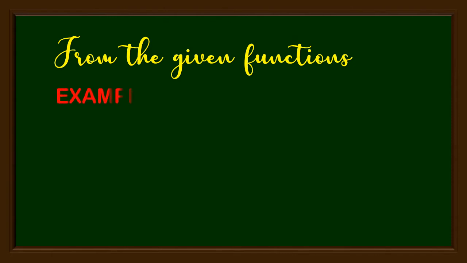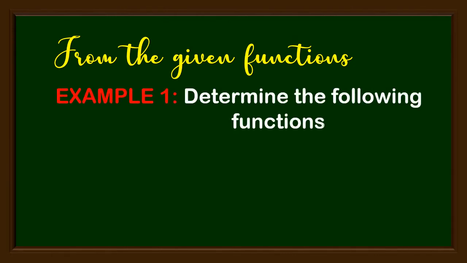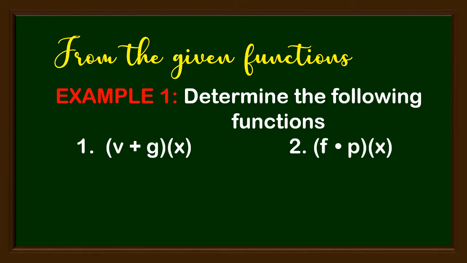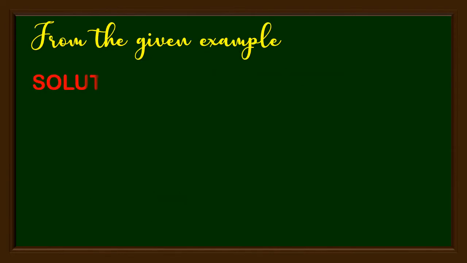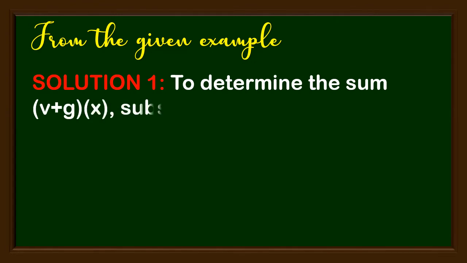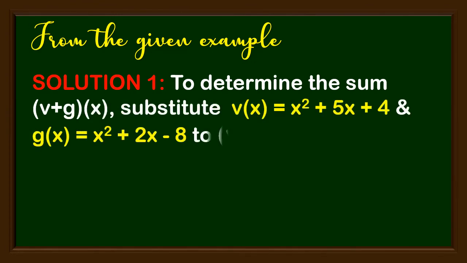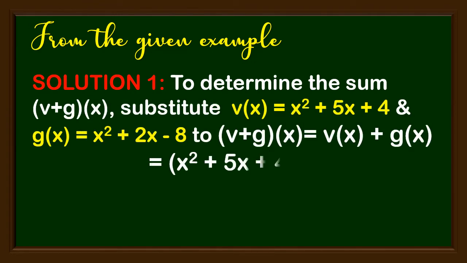From the given functions, let's have example 1, determine the following functions. Number 1, v plus g of x. Number 2, f times p of x. Number 3, f plus h of x. Number 4, p minus f of x. And number 5, v over g of x. Solution 1, to determine the sum, v plus g of x, substitute the given functions, and then perform the indicated operation.